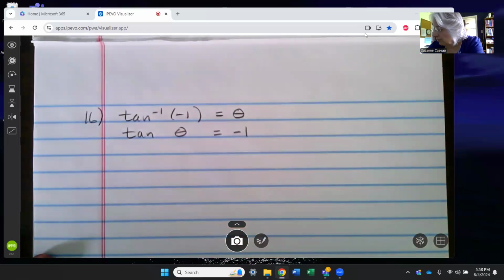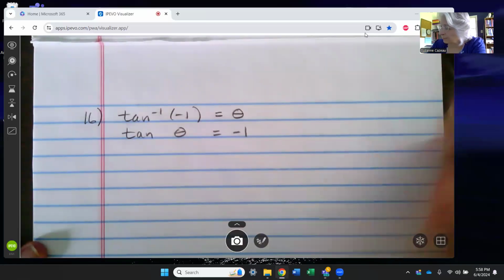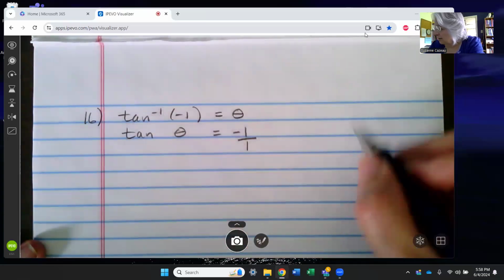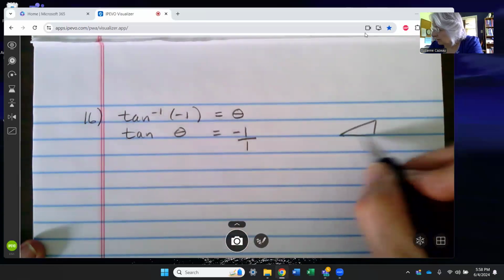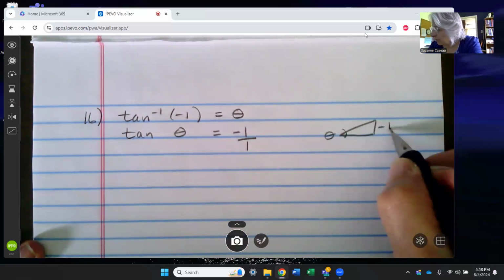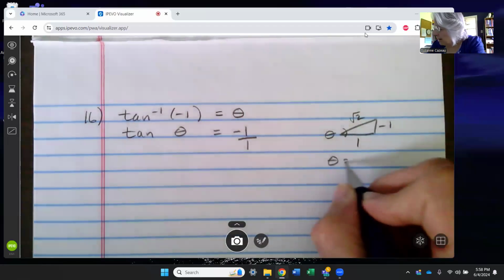So where's the tangent of theta equal to -1? Oh, well, let's see. -1/1. Let's do it that way, right? Is that a triangle? Oh, look. Is this going to work? Theta. Opposite is -1 and adjacent is 1. Oh, that looks like pi/4, right? And you can use the Pythagorean theorem to double check that. Theta is going to be pi/4.